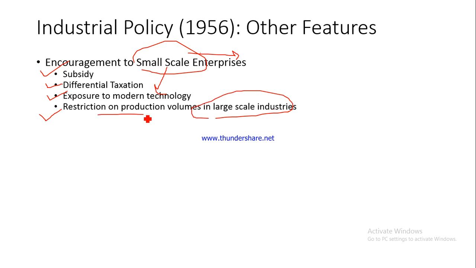And not only this, the large scale enterprises would not be allowed to produce beyond a particular limit. Now, what is the reason behind that? The idea was that the large scale enterprises would not be allowed to satisfy all the demand in the market. They would only be allowed to satisfy a particular portion of that demand, so that the remaining demand is satisfied by the small scale enterprises. So the large scale enterprises were asked to restrict their production volumes. So there were production caps which were levied on these large scale enterprises, beyond which they could not produce.